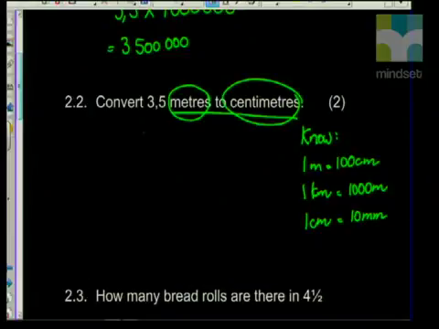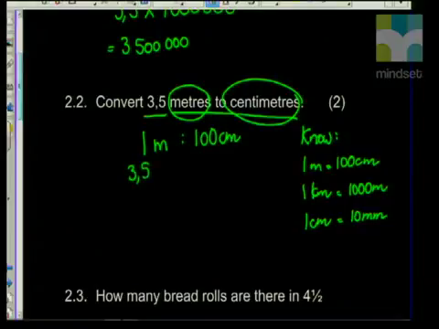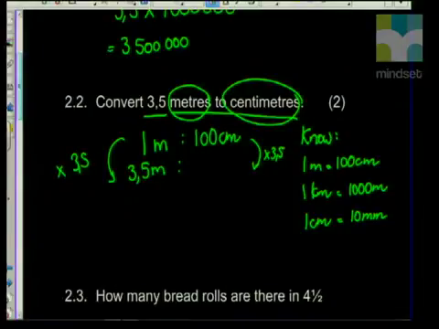So we want to go from meters to centimeters. And I now know that 1 meter is the equivalent of 100 centimeters. So I now need to convert 3,5 meters. And I always find the easiest is to do it as a ratio. I'm going to times this by 3,5. So therefore I need to times this by 3,5. And if you can do it without a calculator, you will know that it's 350 centimeters. If you're not that sure about it, please do use your calculator so that you do get the correct answers.